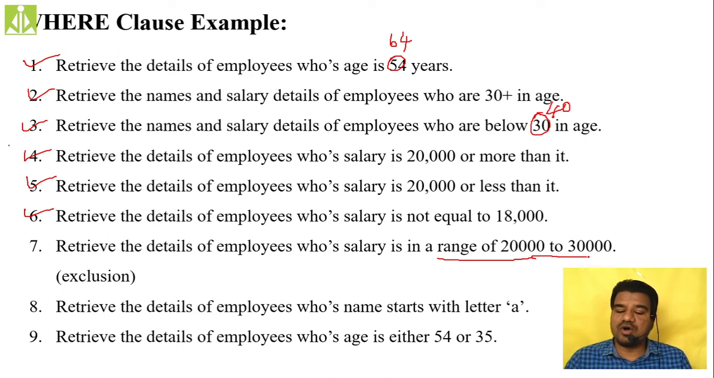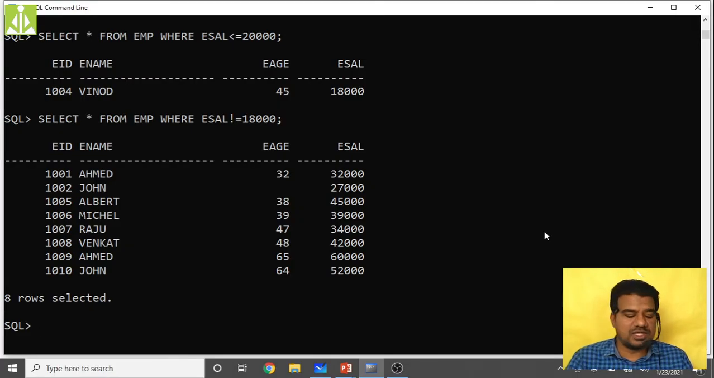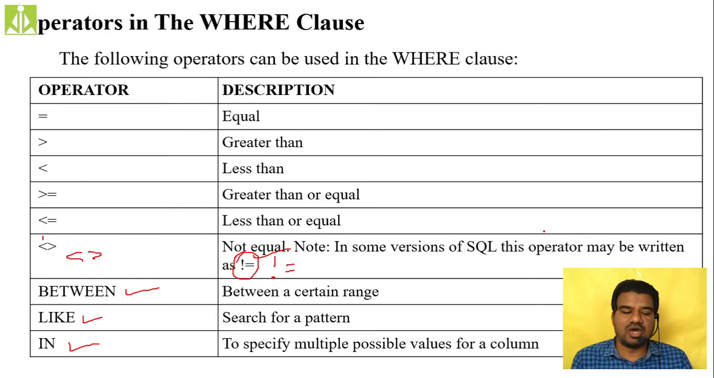So I want the details of all the employees whose salary is in this particular range, from 20,000 to 30,000. How can we give this range? We use the between operator of the where clause. All these notations we discussed already: equals to, not equals to, less than, greater than, greater than or equals to, less than or equals to. Isn't it?